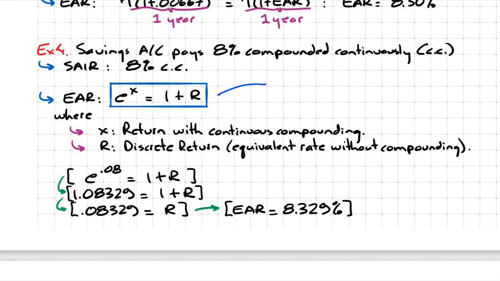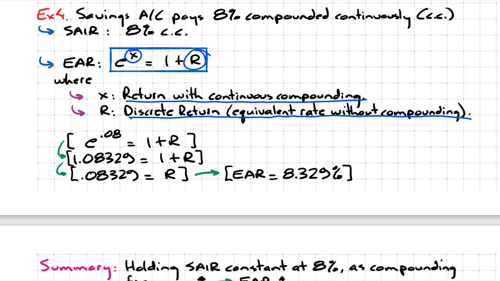So the variables in this framework are as follows. The X here, that's the return with continuous compounding. And then the R is the discrete return. In other words, it's the equivalent rate, but without the compounding. So then all we have to do is plug in 0.08. That is our SAIR, and solve for the R, which would be our proxy for the effective annual rate.